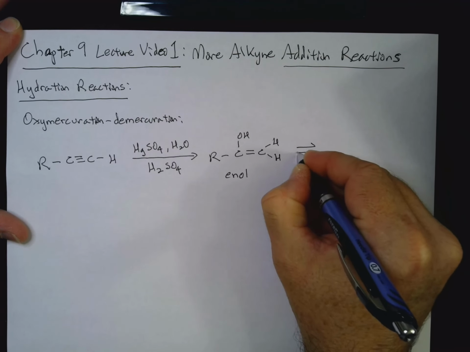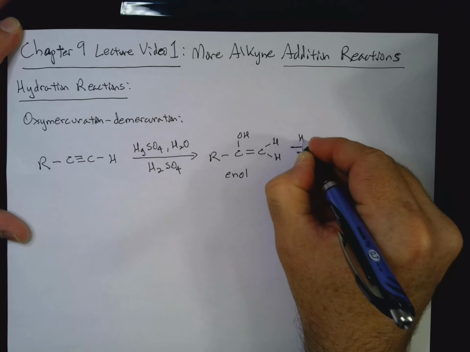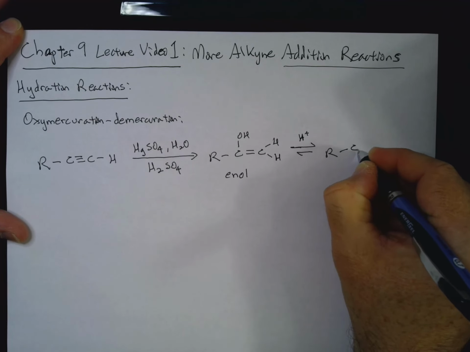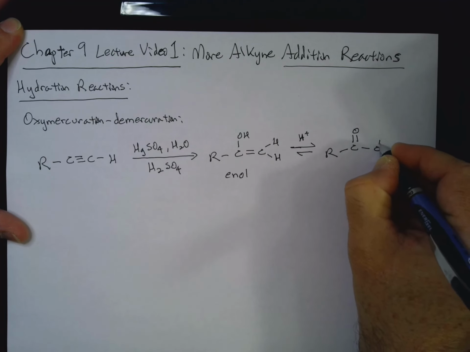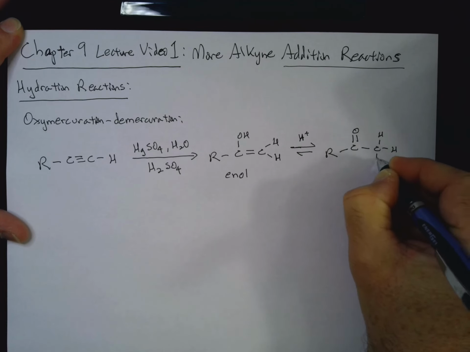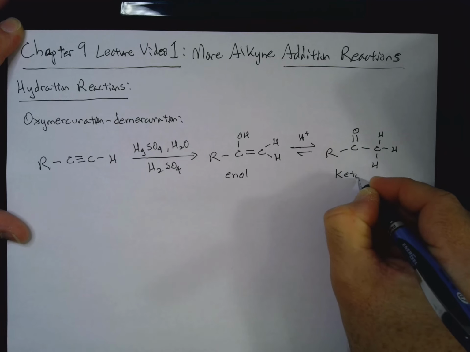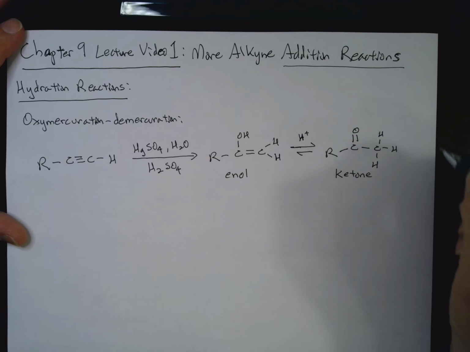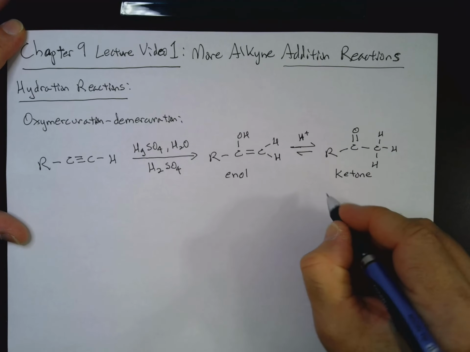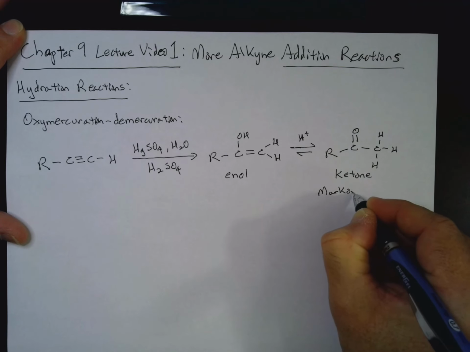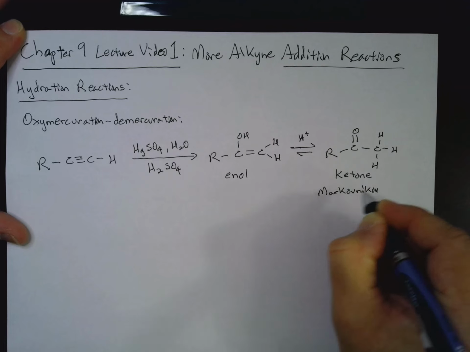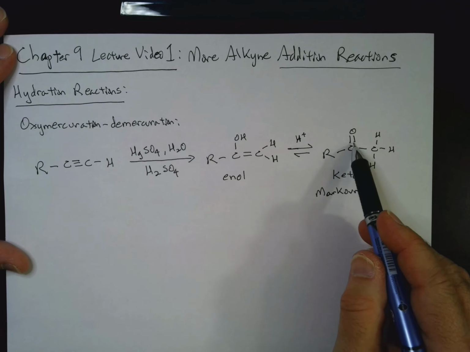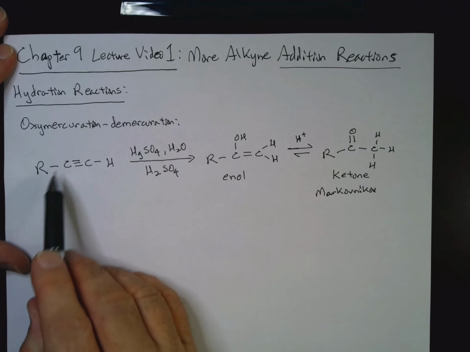And then in the presence of acid, it will isomerize and give us our ketone. So our product is a ketone. And this is a Markovnikov addition, as I mentioned in class. So the ketone, the C double bond O, ends up on the more substituted carbon.